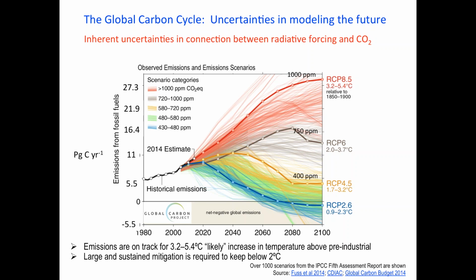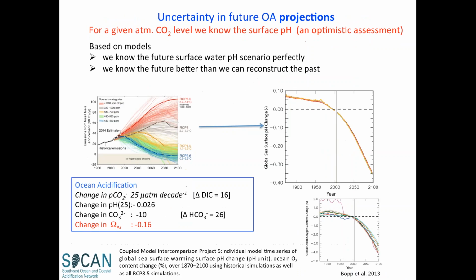If we look at the graph on the left, which was shown at a larger scale in the previous slide, and compare it to what models say about global surface pH change. There are not quite as many models, but these are results from a coupled model intercomparison project, where about half a dozen models are used to look at what global surface pH change will take place. And what we can see is that, at least based on these models, if we know the atmospheric CO2 level, we will know what the surface water pH scenario is.